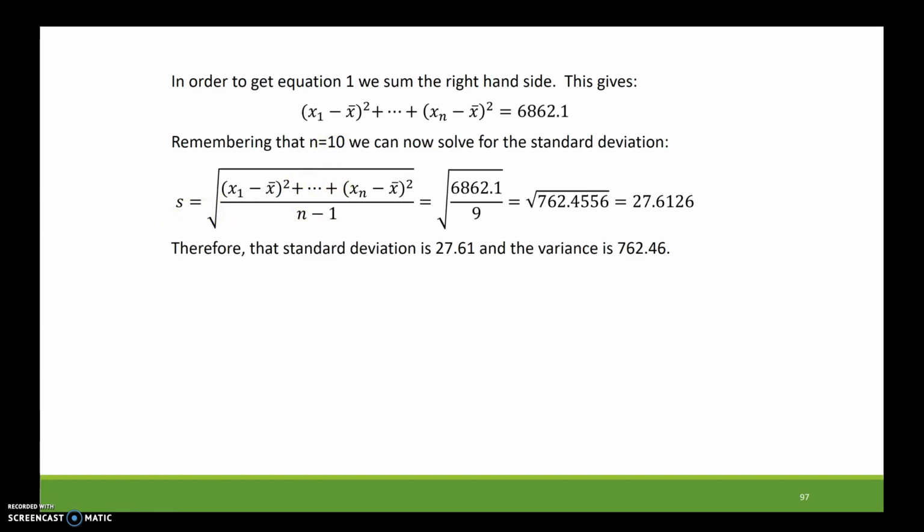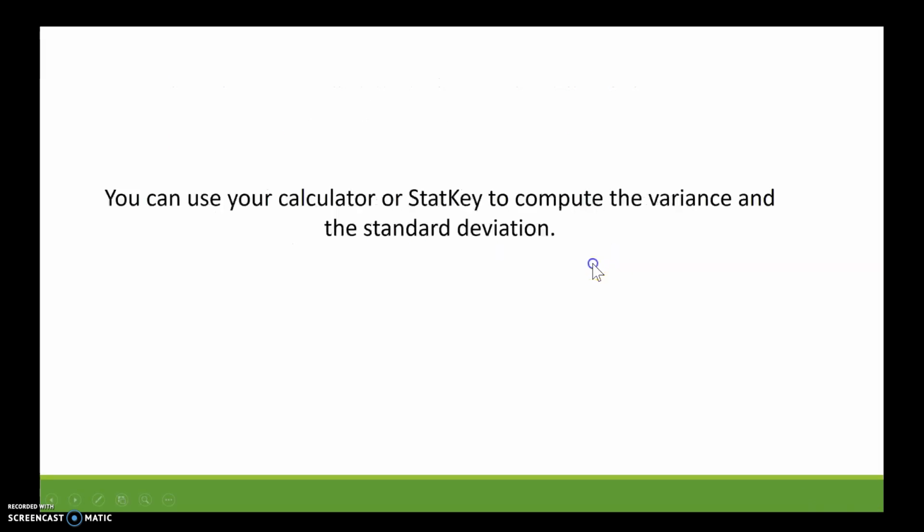So notice by filling out that table, that gave us this numerator. We can easily get n minus 1, and now we just have some division and a square root to get the standard deviation. So for this example, the standard deviation is equal to 27.61, and to get the variance, we squared the standard deviation.